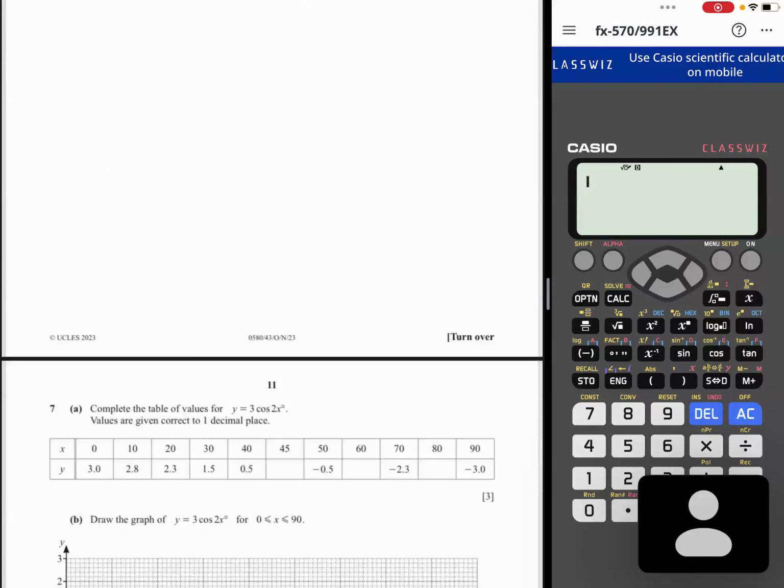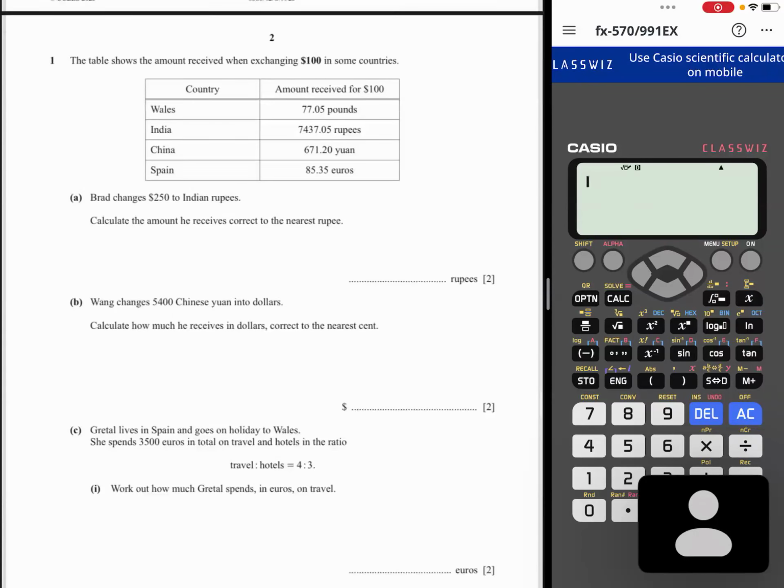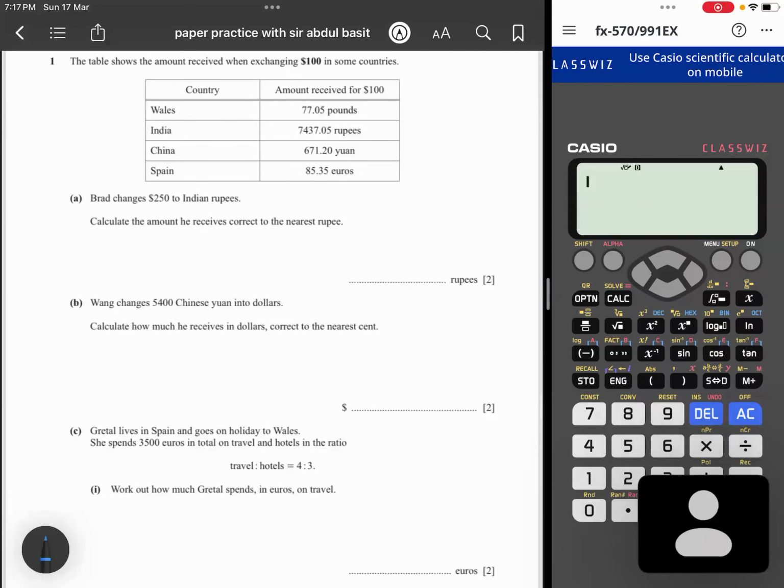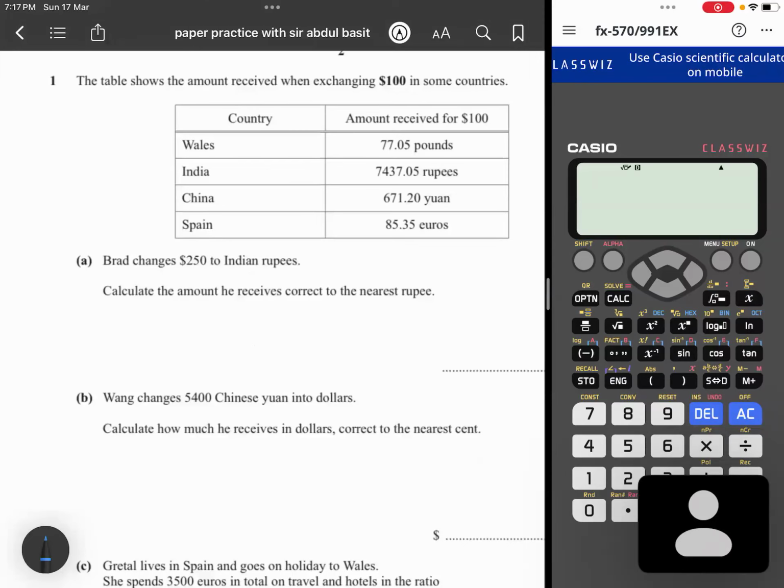All right, everybody. So, beta, most of the times we have this question from everyday maths in paper. So that is some everyday mathematics. You have to read the question very well. According to this question, they say that the table shows the amount received when exchanging $100 in some other countries. So we have four countries here: Wales, India, China, and Spain.